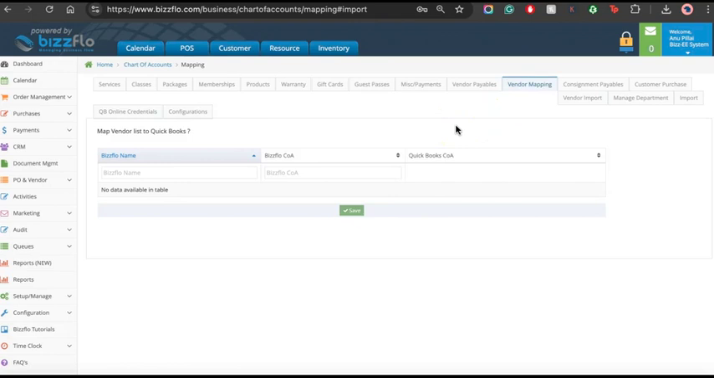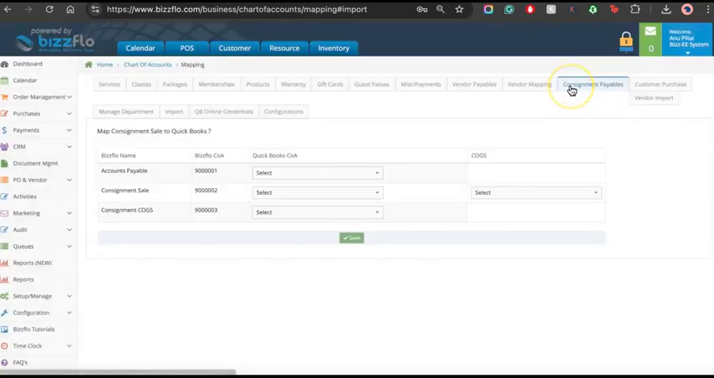Consignment payables. Consignment sales should be mapped to cost of goods sold. Customer purchases. Direct purchases of goods should be categorized under accounts payable and mapped to QuickBooks.